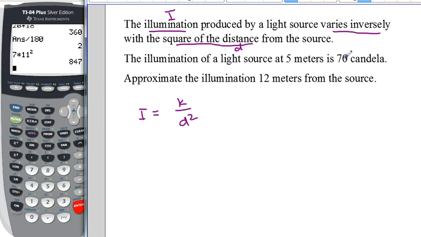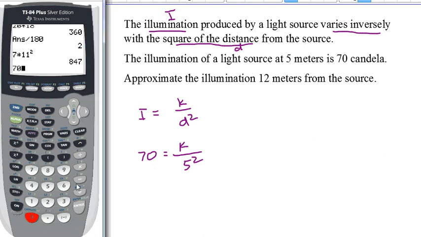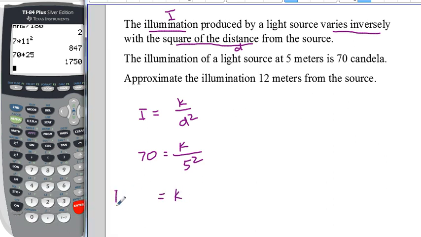And now I can plug in these numbers. So 5 meters, that's my distance. So that's 5 squared. And it says the illumination is 70 candela. So I put in 70. So I'm going to multiply by 5 squared. So 5 squared is 25, so I can do 70 times 25. And I get that my K value is 1,750.